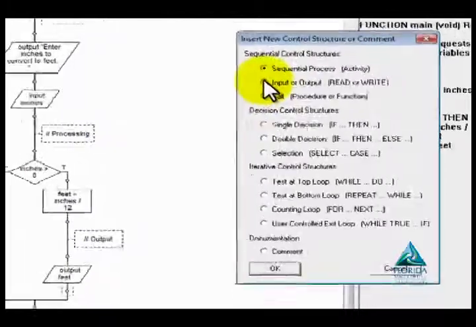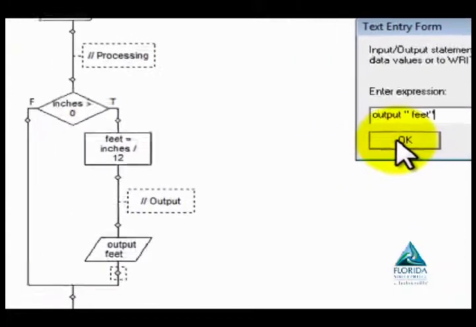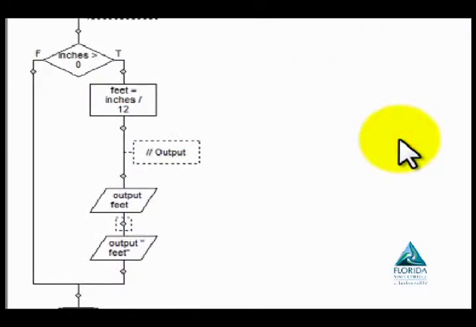So I'm going to output again. And I'm going to say output, space, quote, space, feet, quote. And what that does is it's going to put an output. The number is already going to be there on the screen, and it's going to say, okay, output a space and then the label feet next to it. And I'll click OK, and now my positive side is done. If the inches are greater than 0, then this is going to run. The same as it did without checking for 0 on the first video.